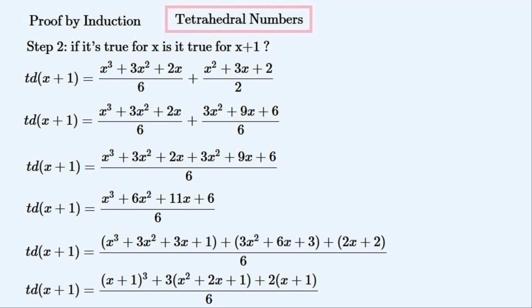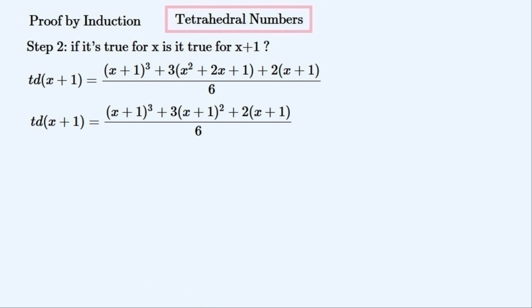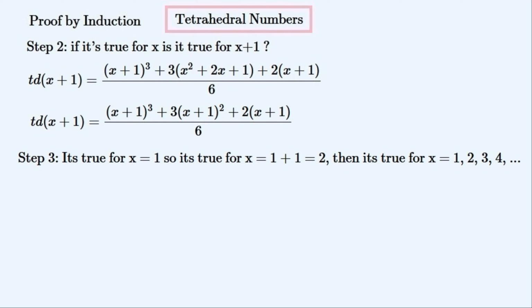We'll then factorize these parts of the numerator. I'll just rewrite it up here. Now I'll get all of these bracketed terms into a power of x plus 1 term. You can see now that this is the formula for the x plus 1th tetrahedral number. So now step 2 is complete. In step 3, we combine steps 1 and 2 to prove it true for all integers greater than or equal to 1. So this proves the tetrahedral number formula by induction.